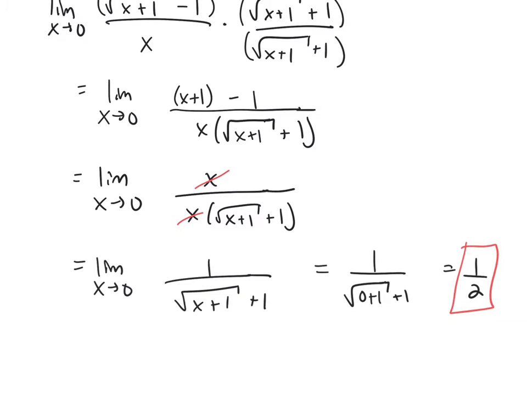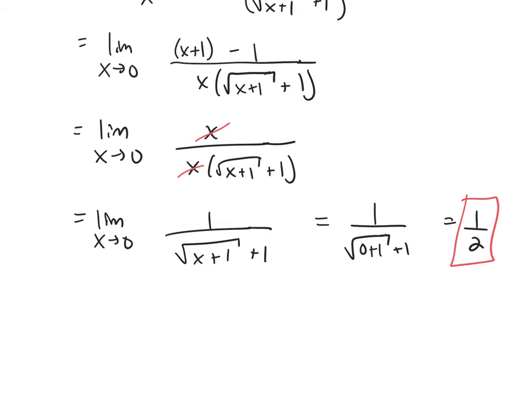Okay, so again, we got 0 over 0, which means we couldn't determine the limit. So we had to do something different here because we had a square root. We multiplied by the conjugate. And we were able to cancel just like the last problem and then plug in our number.